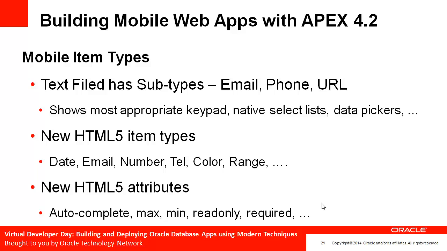We also have the ability to define subtypes within our text fields. This is a very good way of improving the usability of your application so that, for example, when you're entering in a phone number, instead of it coming up with the standard keyboard, it'll actually come up with numbers. Similarly, if you have a subtype of URL, instead of having a space bar, it'll actually have a slash and a .com. We also have HTML5 item types and various HTML5 attributes.